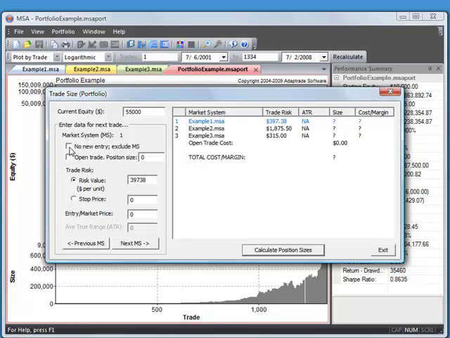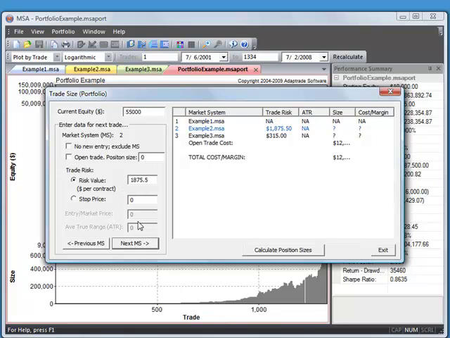If you know you're not going to have a trade for an upcoming trade for one of the market systems, you can check this box. That'll exclude that market system from the calculations and make sure no equity is allocated to that market system. If you have an open trade for a particular market system, you could enter the trade size here and check this box. And you'd also want to enter the entry price for that open position so it calculates the cost correctly.